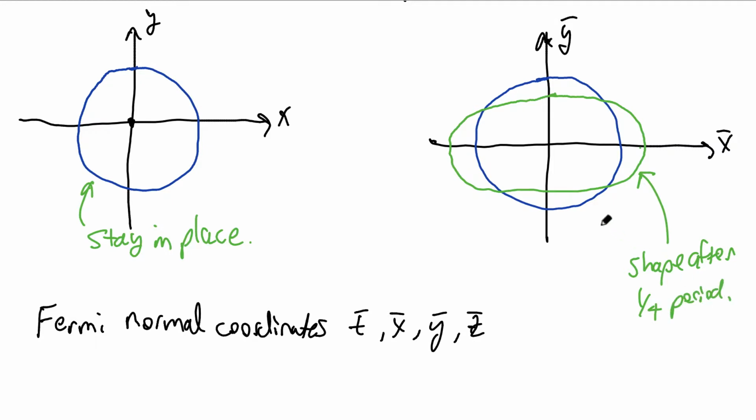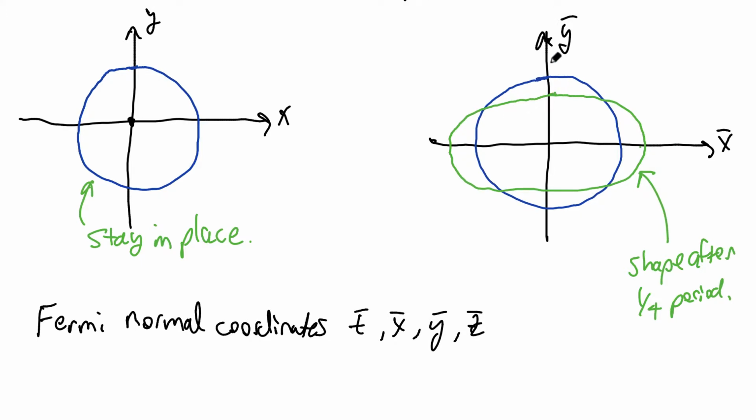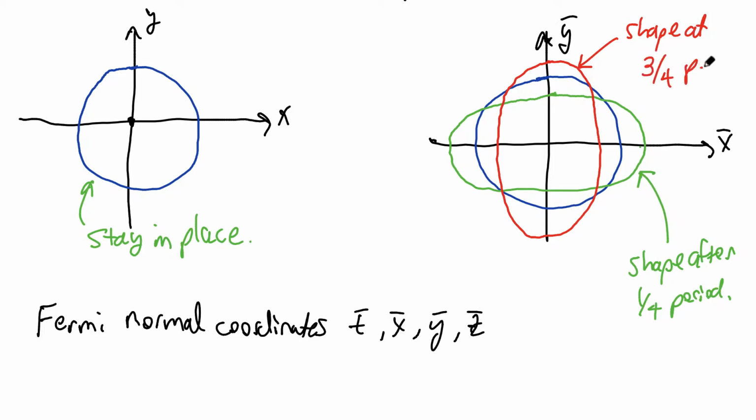At 1/2 period, the ring has its original shape. Then after 3/4 period, the ring is elongated in the y direction and shortened in the x direction. So this is the shape of the ring at 3/4 period. Three-fourths of a gravitational wave period. Of course, after a full period, the ring has its original shape again.